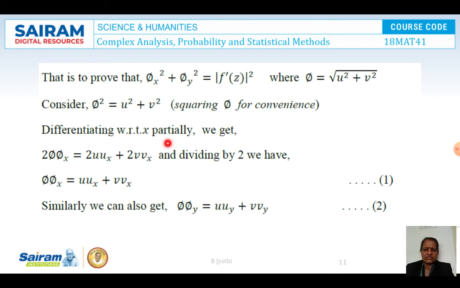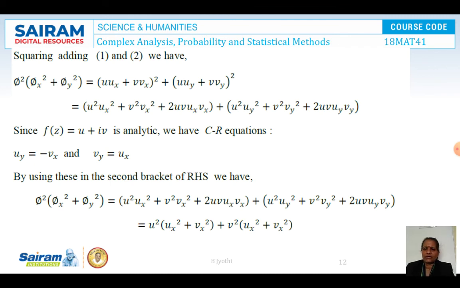Now squaring on both sides, we get phi square is equal to u square plus v square. Now differentiate with respect to x partially, we get 2 phi x is equal to 2u ux plus 2v vx, and dividing by 2, we get phi x is equal to u ux plus v vx. Similarly, when we differentiate partially with respect to y, we get 2 phi y is equal to 2u uy plus 2v vy. Again, dividing by 2, we get this equation. Let us call them equation number 1 and 2. Now let's square them and add equations 1 and 2.